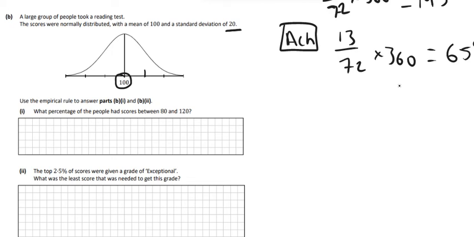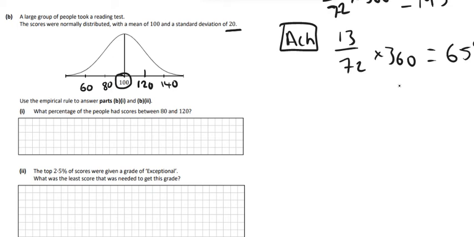Let's add on 20 to 100, so you get 120. So that goes there. And then if you add on another 20, you get 140. And then if you take away 20 from 100, you get 80. And then you take away another 20, you get 60. So it goes up in standard deviations, and the mean has to be in the middle.